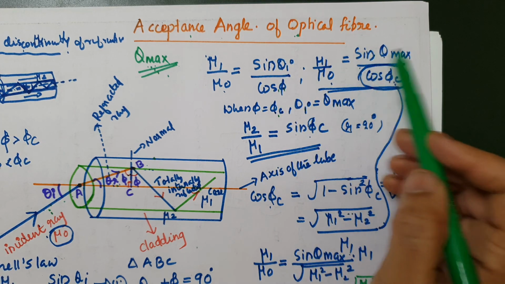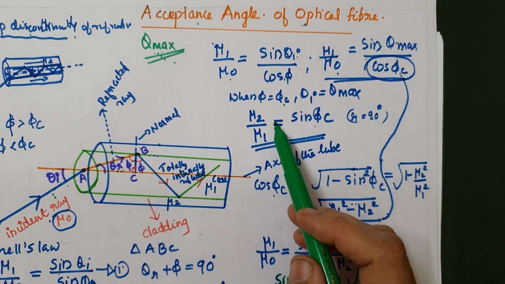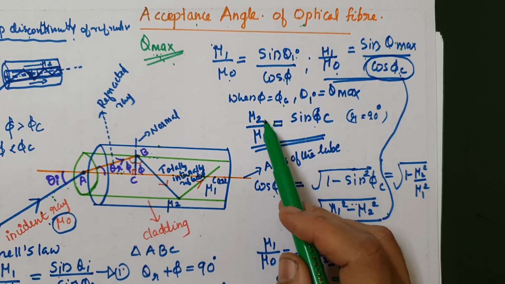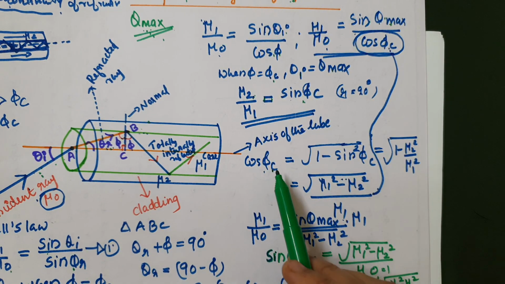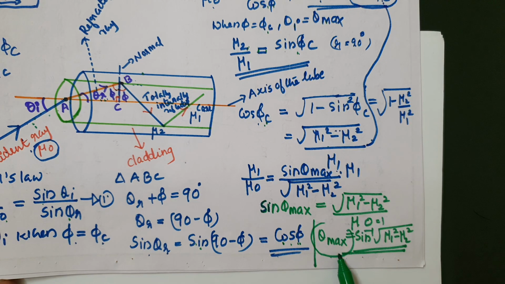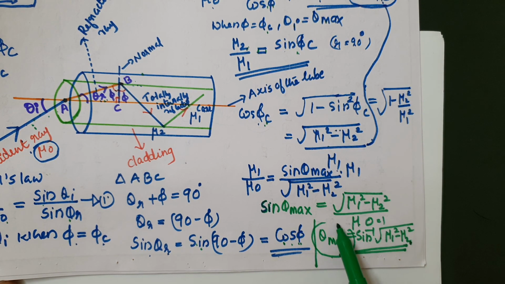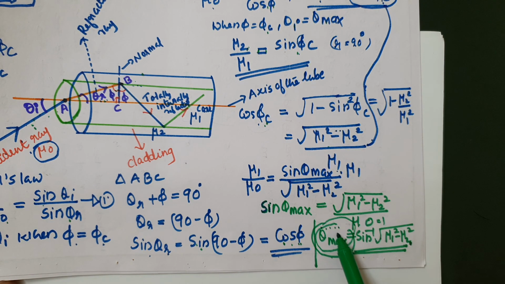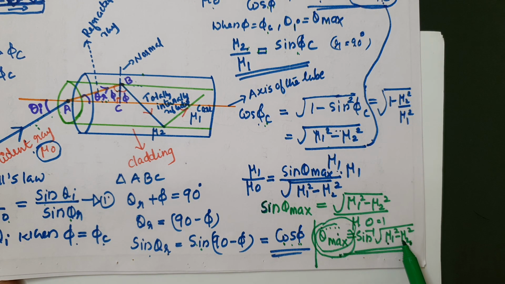Then the angle of incidence theta I becomes theta maximum, and the condition for total internal reflection is mu 2 by mu 1 is sin phi c. Then cos phi c can be written in terms of refractive index, and finally the value of theta maximum is sin inverse root of mu 1 square minus mu 2 square, that is the maximum acceptance angle. This acceptance angle can be expressed in terms of the refractive indices of the core and cladding region.